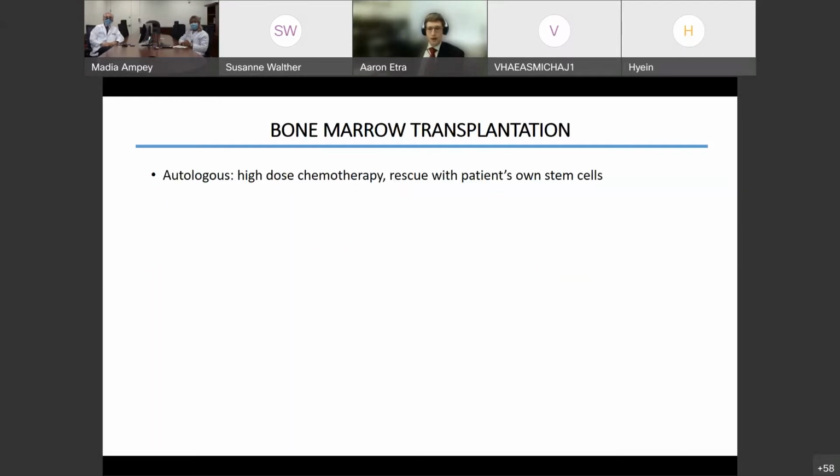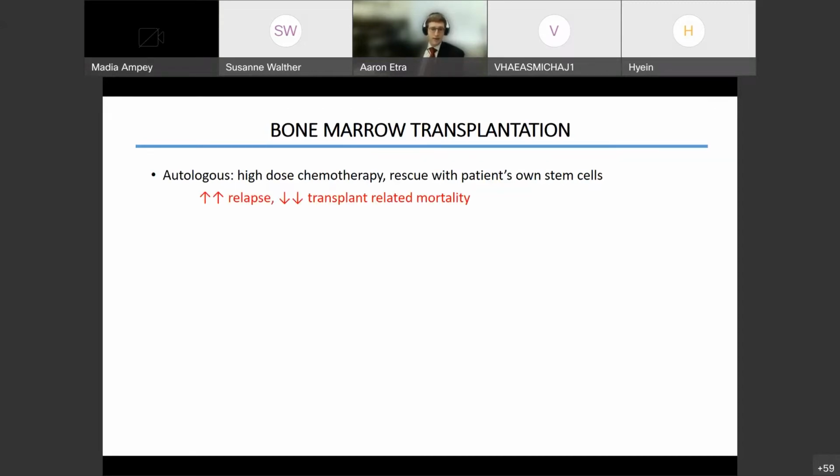So first, bone marrow transplantation generally falls into two categories. An autologous transplant employs high doses of chemotherapy, so much so that patients would often not be able to reconstitute their own bone marrow if left alone after that high-dose chemotherapy, followed by rescue with their own stem cells. This has its advantages and its disadvantages. Compared to an allogeneic transplant, the risk of relapse may well be higher. However, the transplant-related mortality tends to be lower, less complications.